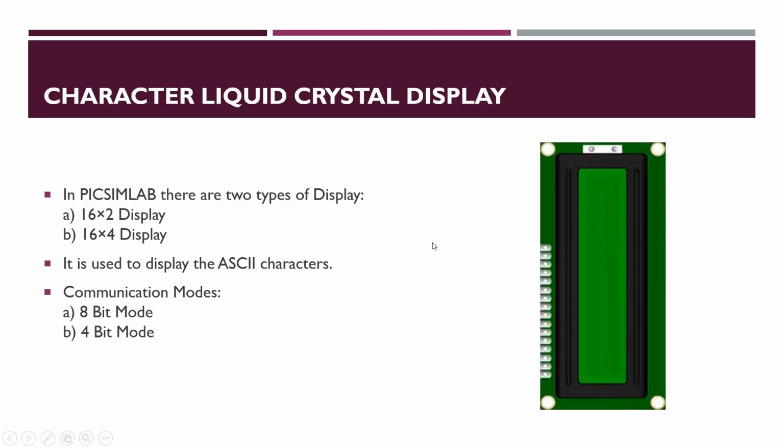Then we have the character liquid crystal display, which is shortly called CLCD. In PicSimLab, there are two types of display, that is 16 cross 2 display and 16 cross 4 display. It is used to display ASCII characters and has two communication modes, 8-bit mode and 4-bit mode. As we need more rows in our project, here we are using the 16 cross 4 display and 4-bit mode, because the tactile keypad is allowed to connect to port D, in which the matrix keypad is being connected.